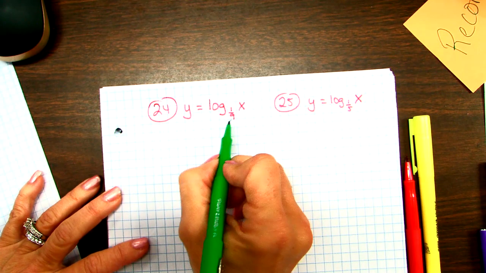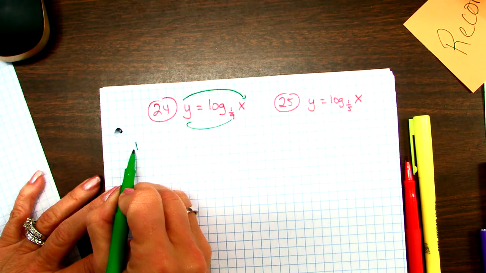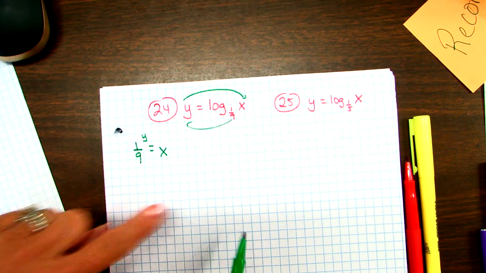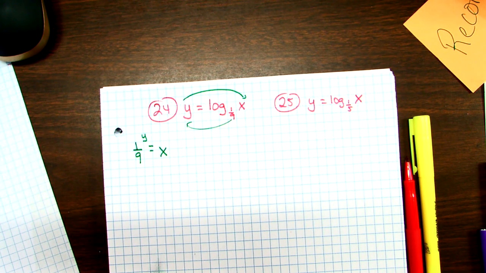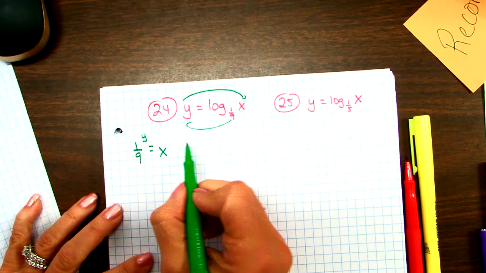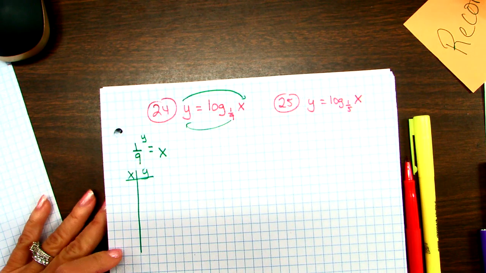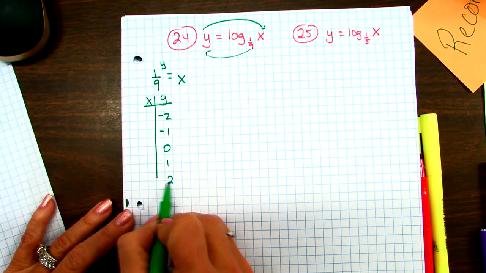So I'm going to rewrite this in its other form. Base of 1/9 to the power of y equals x. It should always look like that. Some number to the power of y equals x. Okay? Always, always. And then we'll make an xy chart. Always the same 5 numbers, always plugging in for y.